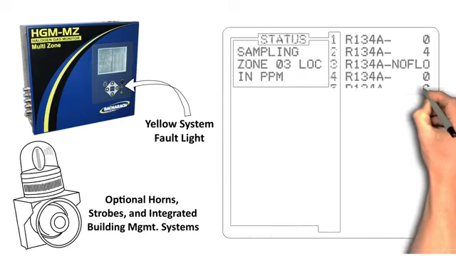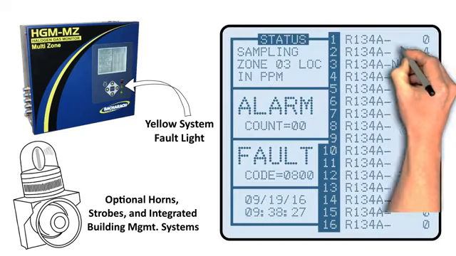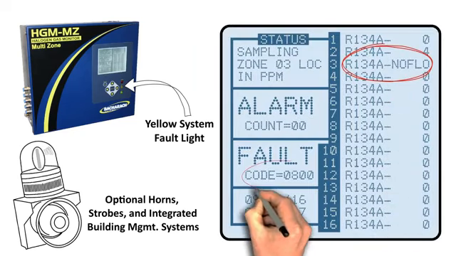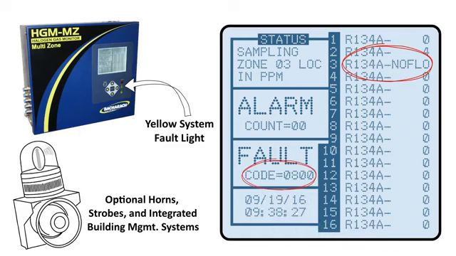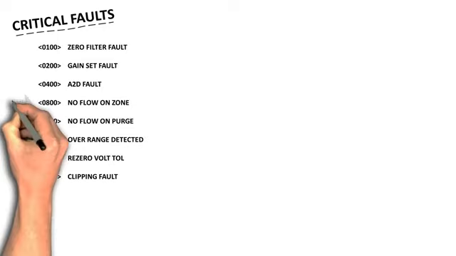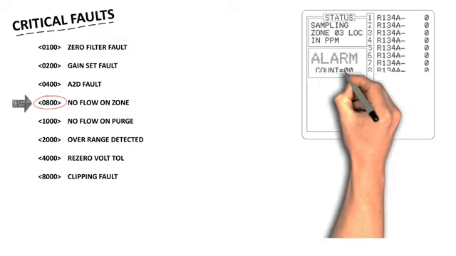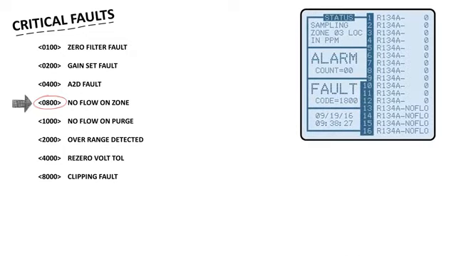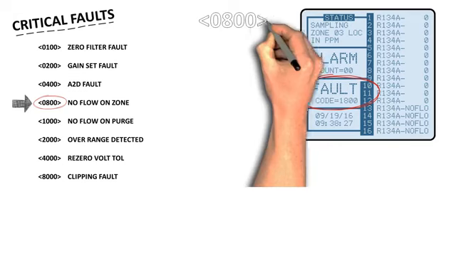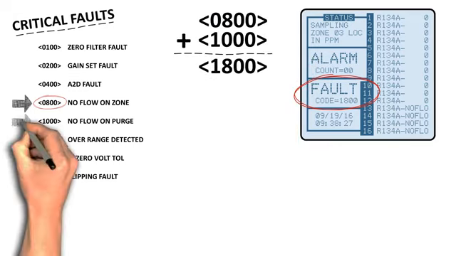In the case of a no-flow zone fault, the words "no flow" will appear next to each affected zone on the front panel display. The display will also show a fault code that indicates one or more no-flow zone faults. The fault code is a 4-position hexadecimal number that reflects the sum of all current fault codes. So a fault code of 0800 indicates one or more no-flow zone faults. A fault code greater than that indicates the presence of a no-flow zone fault and other active faults. For example, a fault code of 1800 indicates an 0800 fault and a 1000 fault.